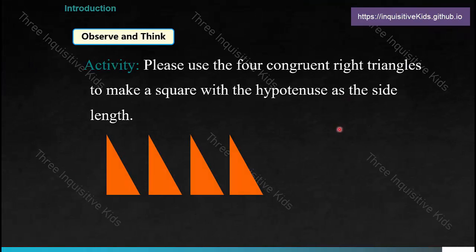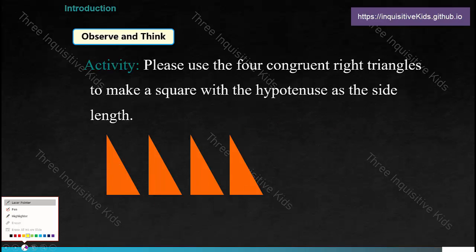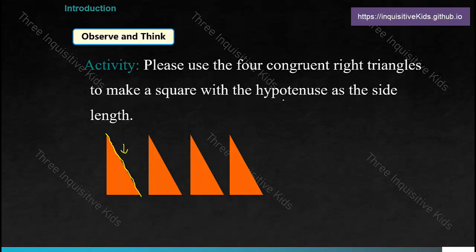Here's an introduction, and I want you to observe and think. Activity. Please use the 4 congruent right triangles below to make a square with the hypotenuse as a side length. And I want to remind you that the hypotenuse is this side right here, hypotenuse. So going ahead, in your notebook, sketch all the different ways you could use the hypotenuse to make a square, and I'll be right back.